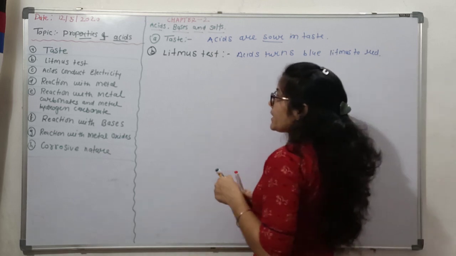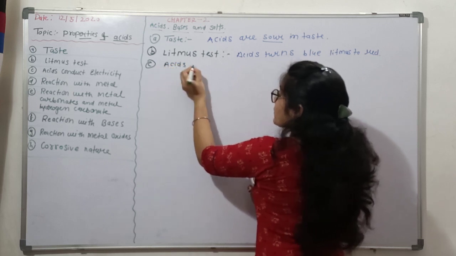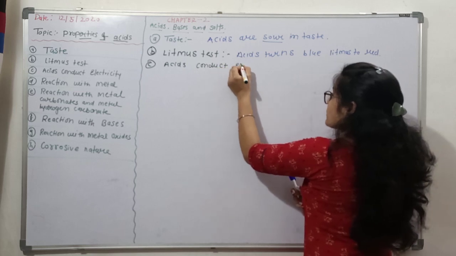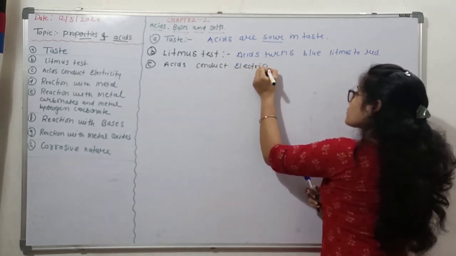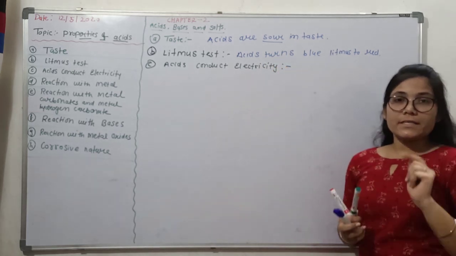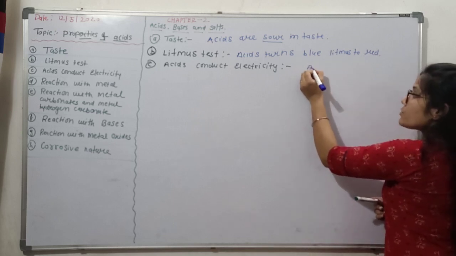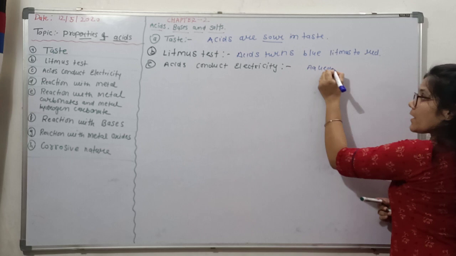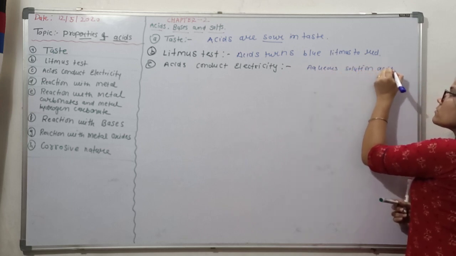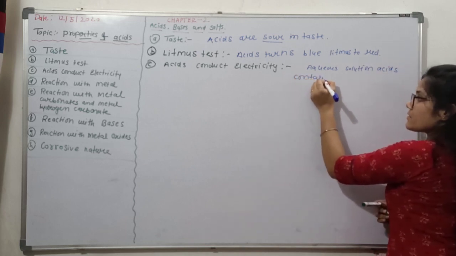Now the third property, this is new. Acids conduct electricity. When we dissolve acid in water, we get acid solution. The aqueous solution of acid contains ions.